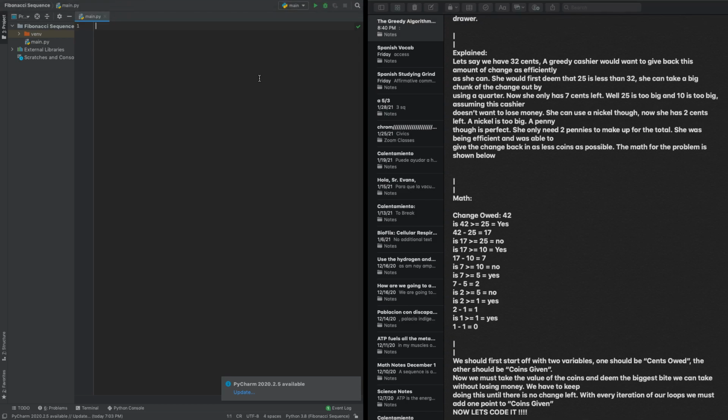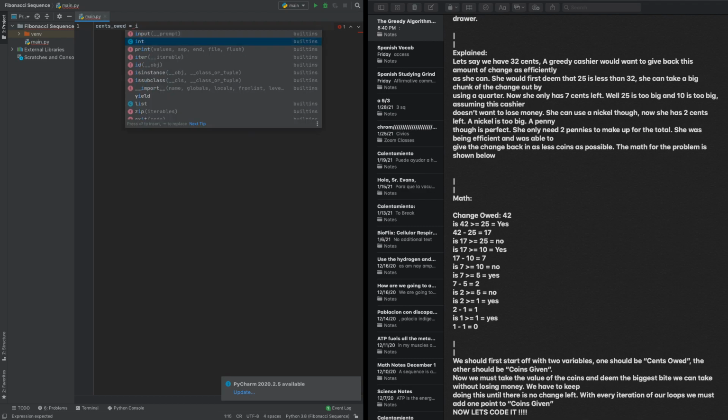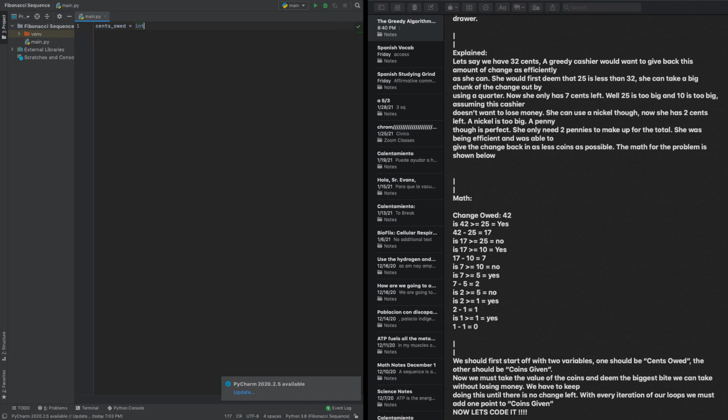Okay, so let's start off with values. Let's start off with cents owed. Cents owed is going to equal an input, right? Int input. So cents is going to be equal to an input.